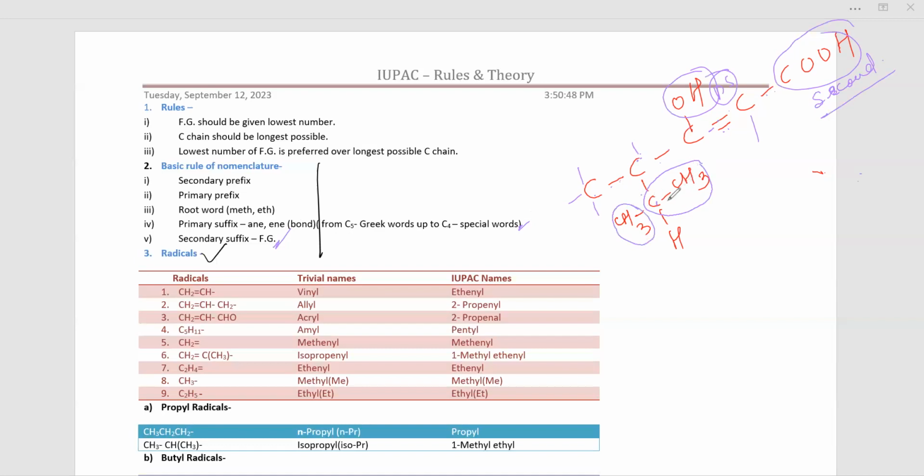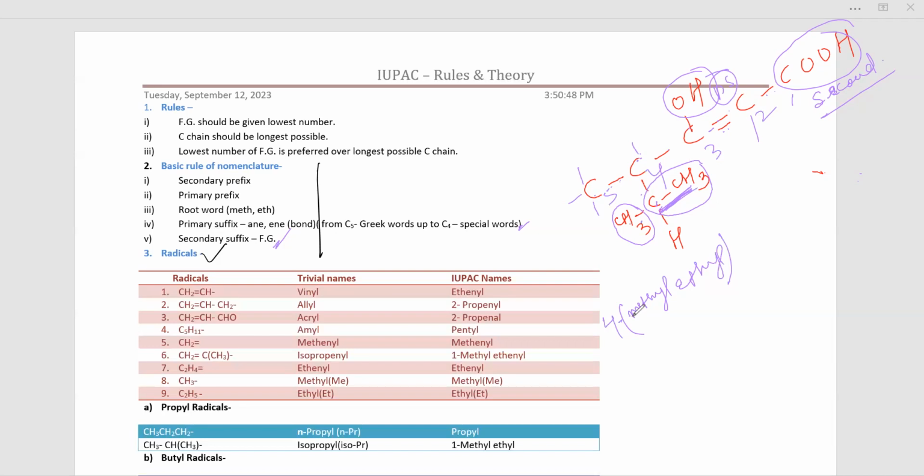So how will you write this one? CCH3 is ethyl. So inside the bracket, this side chain is further having a side chain. Yeah. This is a side chain, and this side chain is further having a side chain. So this main side chain must be written inside the bracket. And before that main side chain, this further side chain should be written: methyl, ethyl. And on which carbon is it? 1, 2, 3, 4, 5. On which carbon is it? 4. So 4 methyl ethyl.